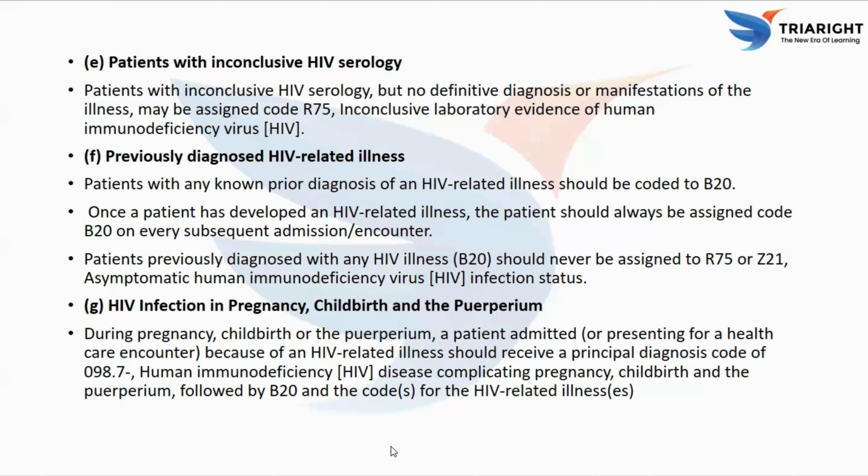So what are the common mistakes people generally make? Using Z21 for a patient who previously had an HIV related illness is wrong. You have to use B20 always. And some people assign B20 just because the HIV test was positive. No, you assign B20 when a test is positive and the patient had an HIV related illness. Here there is no HIV related illness. It is only a positive test. Then you assign only Z21, because there are not even symptoms or conditions.